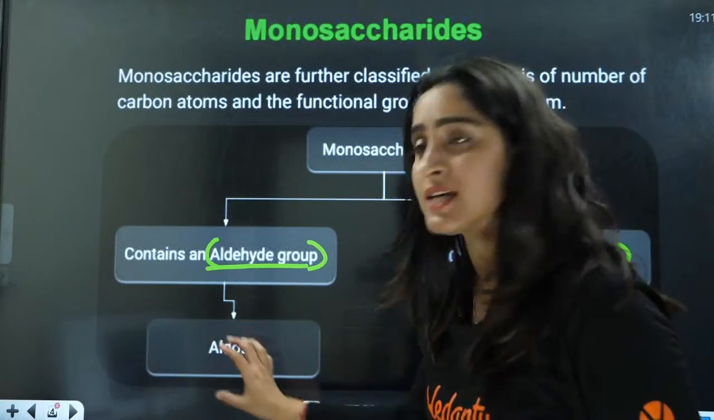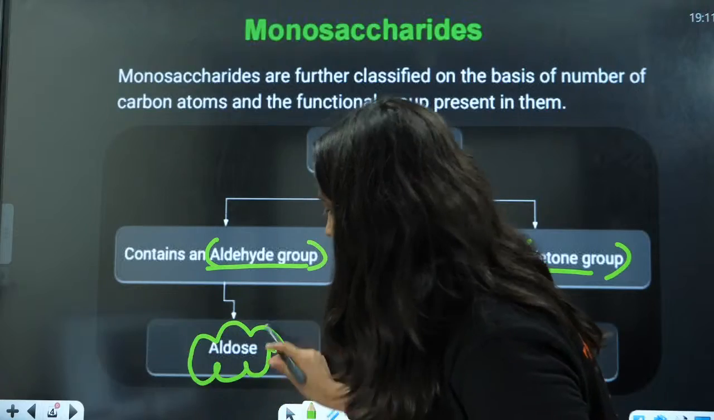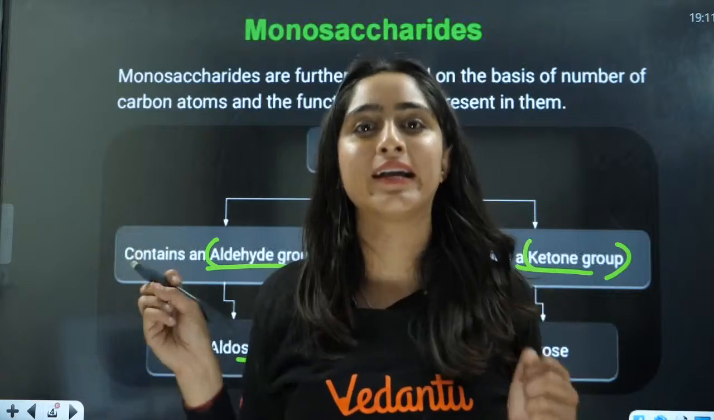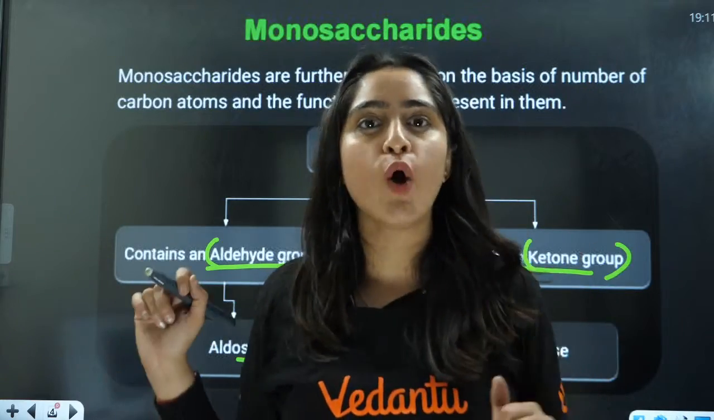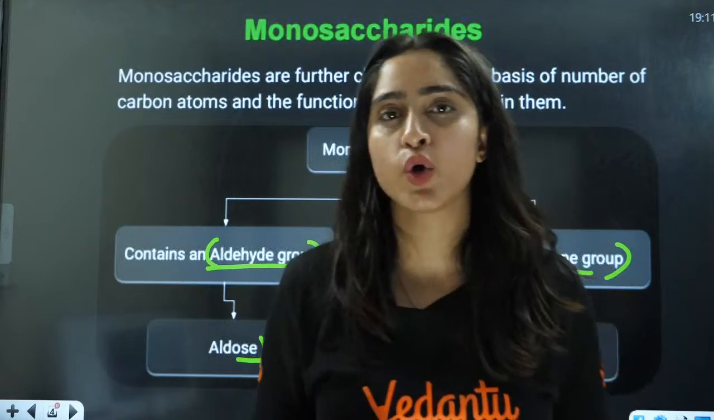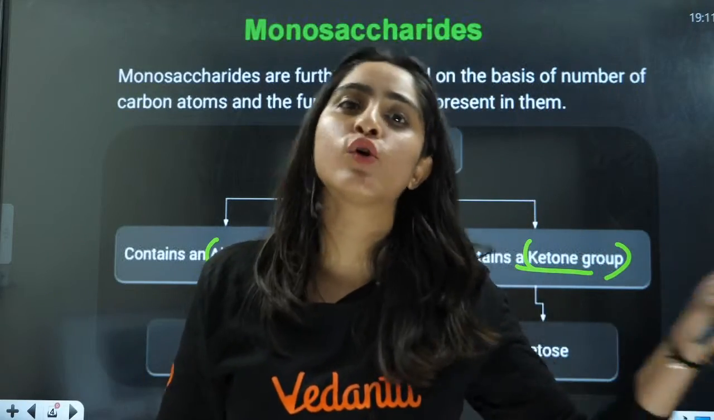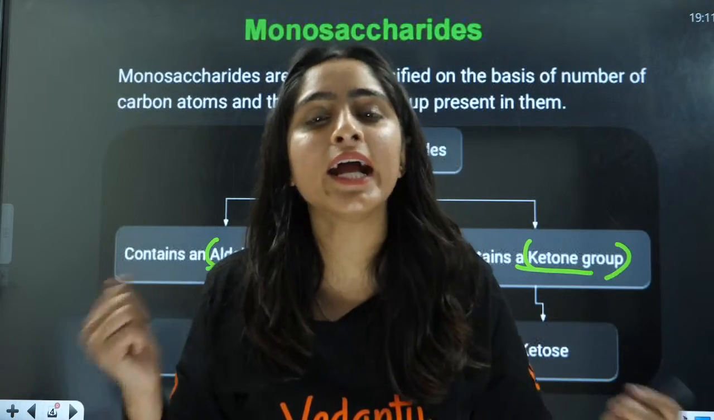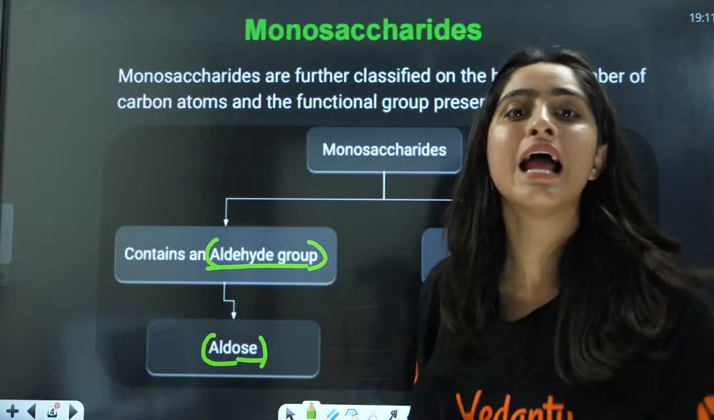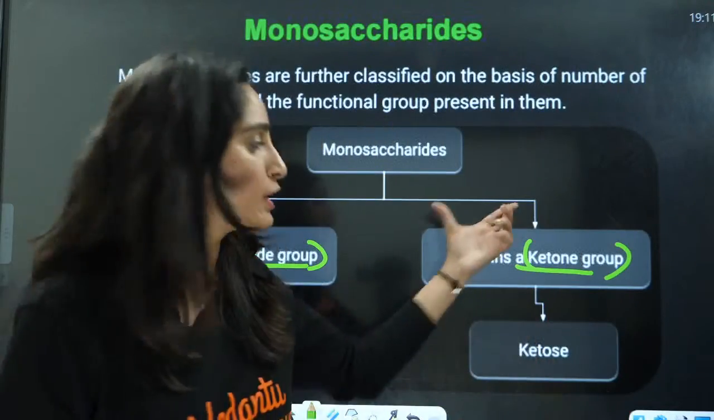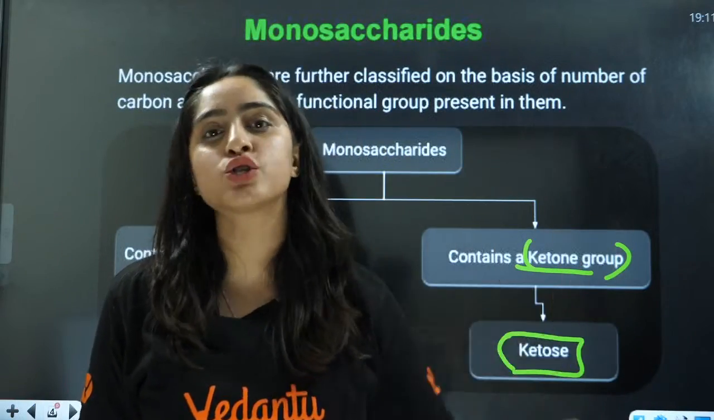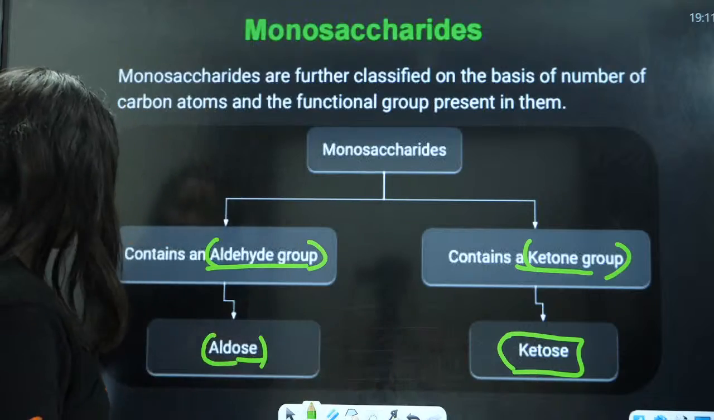The one with the aldehyde group is aldose. This OS is for carbohydrate, and ald means aldehyde. Let someone ask you, is glucose an aldose or a ketose? Glucose has an aldehyde group, so it is an aldose. Those having a ketonic group are called ketose. Even on aldose and ketose, they can ask you the question. What is another name of glucose?